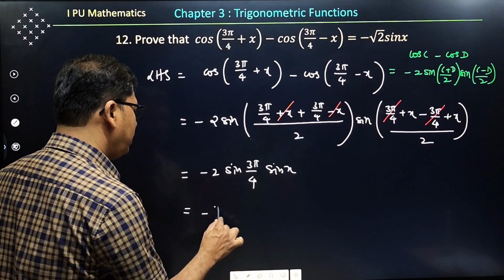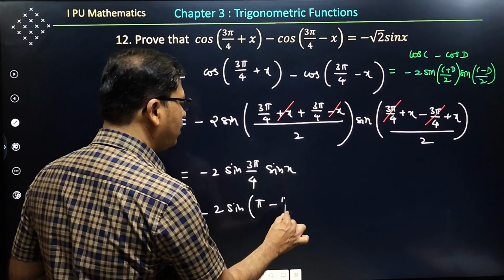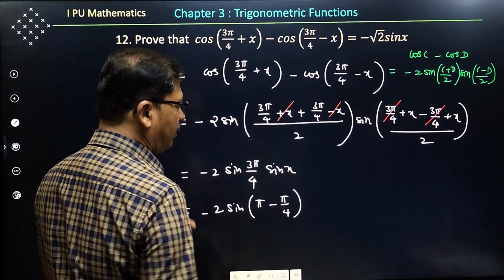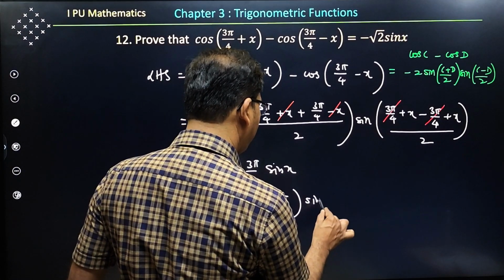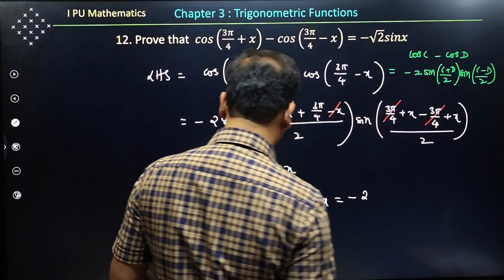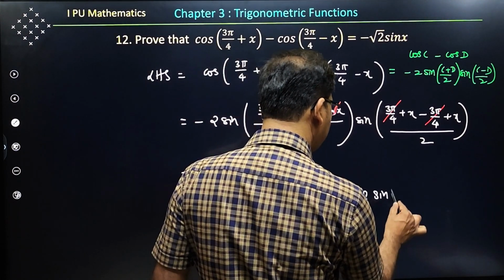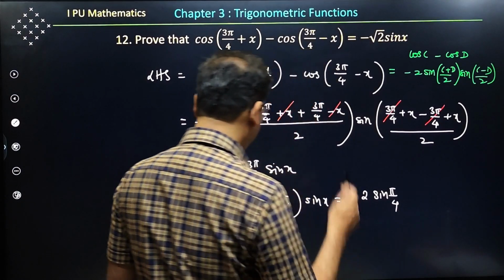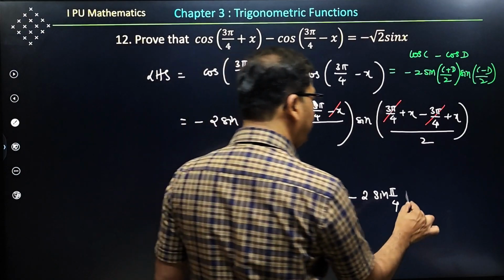So minus 2 into sine of pi minus pi by 4 you can write now. 180 minus theta. 3 pi by 4 will get here, into sin x. Simplify further here only. Minus 2. 180 minus theta, ratio remains same. So sin only. Sin pi by 4. 180 minus theta is in second quadrant. Sin is positive. No change of sign. Into sin x.